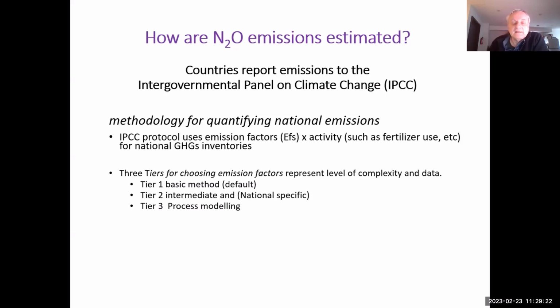The calculations can be made at 3 tiers. There's a basic method, which is the default, which I'll tell you about in a minute. And then there's the intermediate level, which is the national specific, where countries have come up with their particular national emission factors that they've developed from research that they've done. And then there's process modeling, which is the gold standard, but it's still not widely implemented because the models themselves are still in development, and the amount of data that's required to run those models is huge. But it's in development, and I think Canada uses the models to help develop the emission factors that are then applied in the standard way.